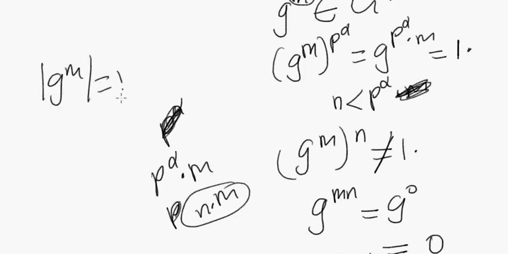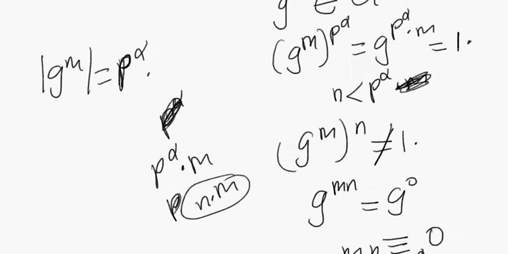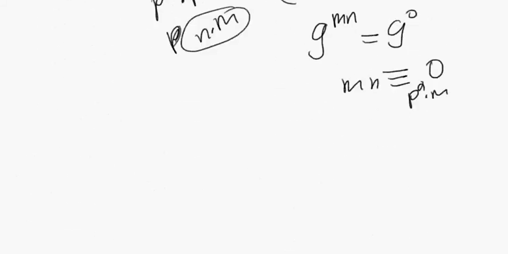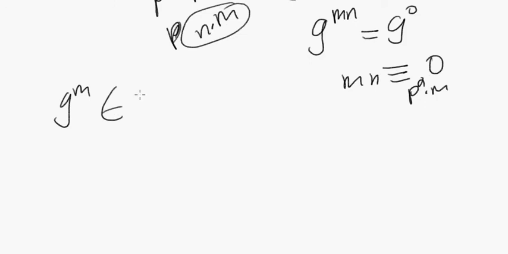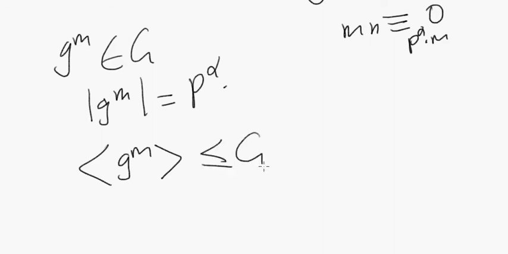If the order of g to the m equals p to the alpha, right, haven't we just found an element in G? So haven't we found some g to the m element of G such that the order of g to the m equals p to the alpha? And if that is true, can't we say the following, that if we consider the cyclic group generated by g to the m, well, isn't that just a subgroup of G? And furthermore, aren't we saying that the cyclic subgroup generated by g to the m has order p to the alpha? So then haven't we just found a subgroup of G whose order is p to the alpha? Right.